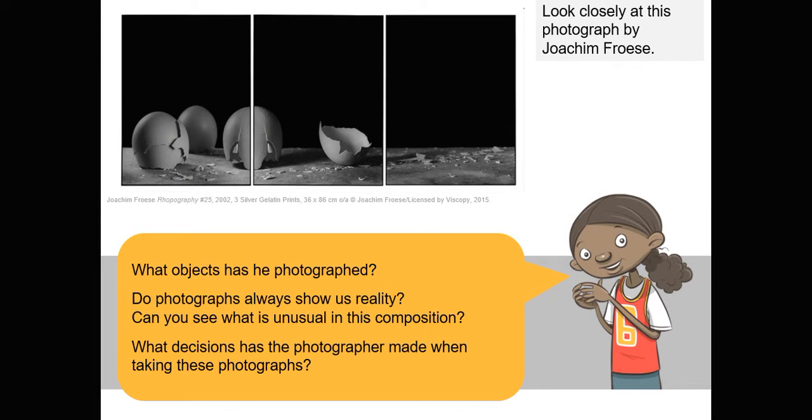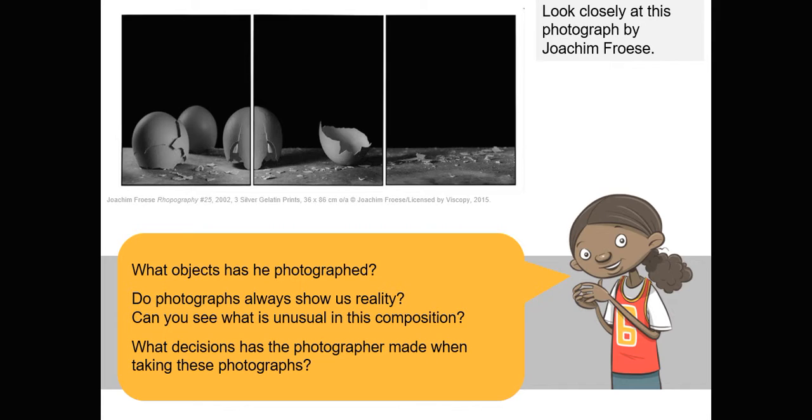All right, and the last one that we're going to be looking at is somebody called Joachim Friis, I think is how you say his name. There are four questions that you're going to answer. What object has he photographed? Do photos always show us reality? Can you see what's unusual in this composition? And also, what decisions has the photographer made when taking these photographs? So I'll pause it for a while now so you can answer those questions.